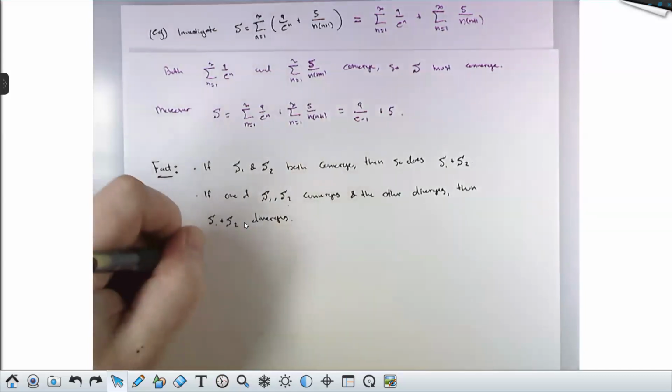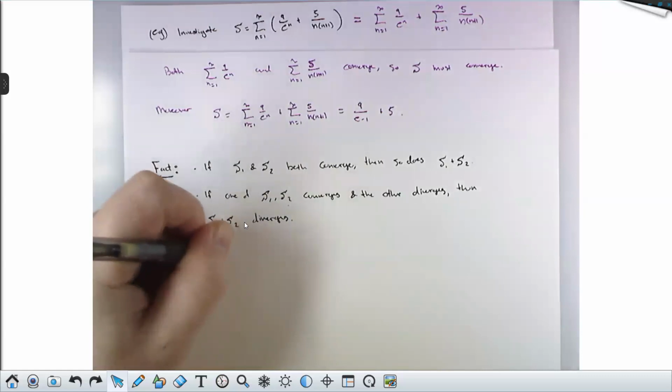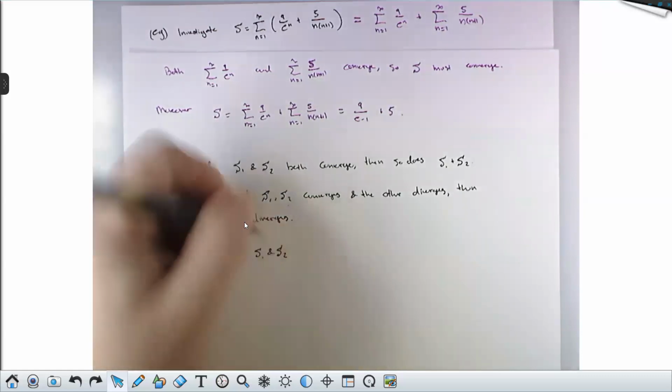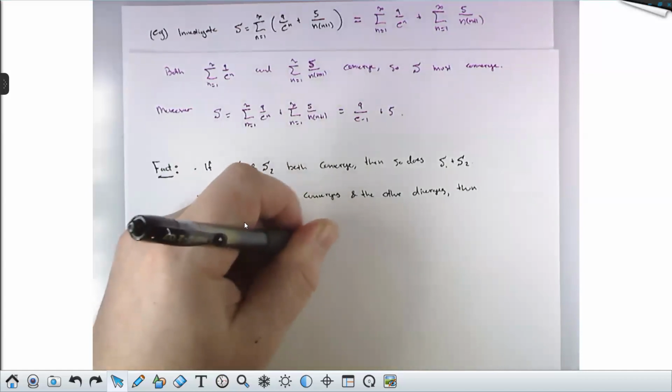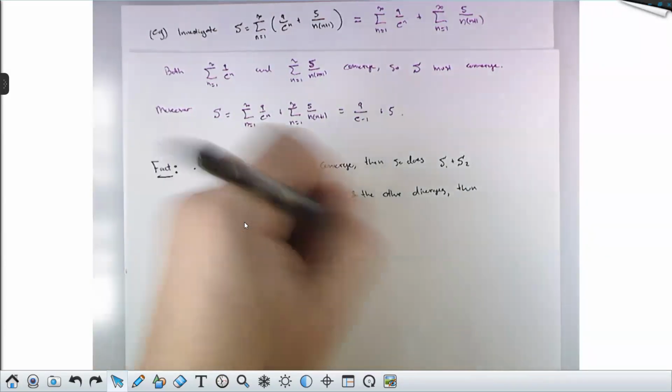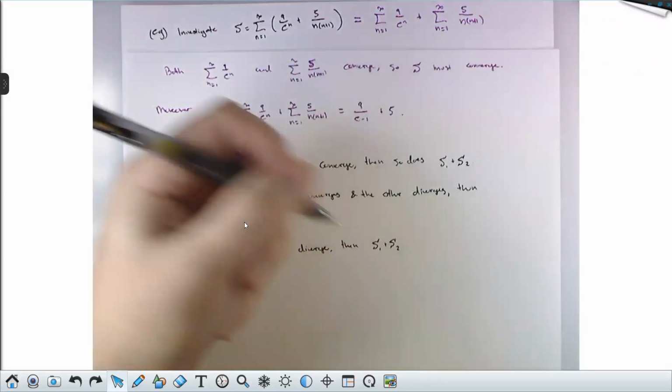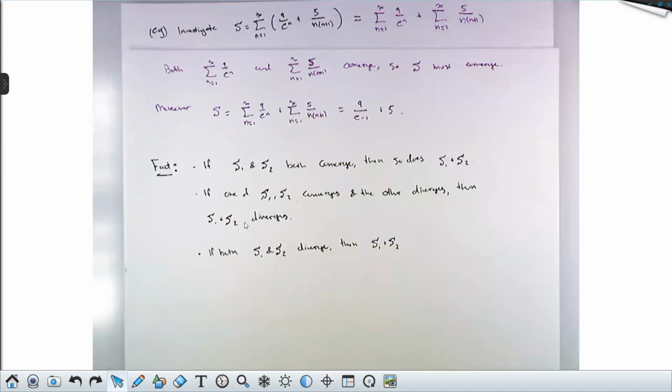Here's the fun one. If both S1 and S2 diverge, then S1 plus S2, any ideas? I would say diverge, but obviously not. Maybe it's indeterminate. Yeah, this could go either way.